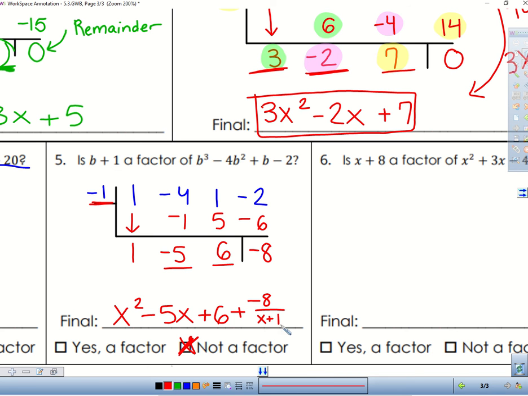Now I always forget, it should have been b instead of x because we were using b. So I'm going to change it. You don't have to, it's up to you. I just forgot we were working with b instead of x. Everyone understand? Yep.